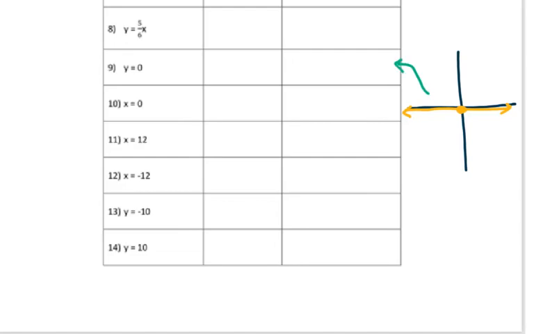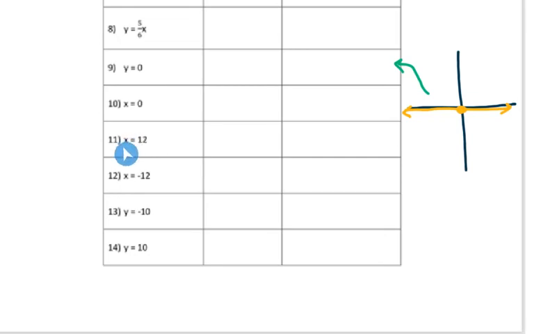Number 10, same idea. But in number 10, you're going to draw a line that cuts through the x-axis. This is the x-axis, so it cuts through it. So 9 and 10 are a little weird, but not too bad. Numbers 11 and 12 are just like the one we did up there earlier.